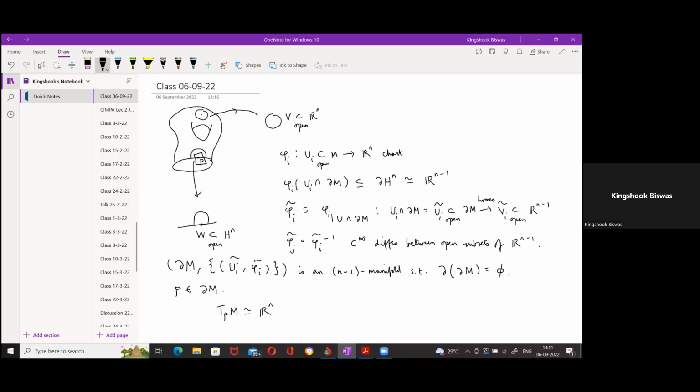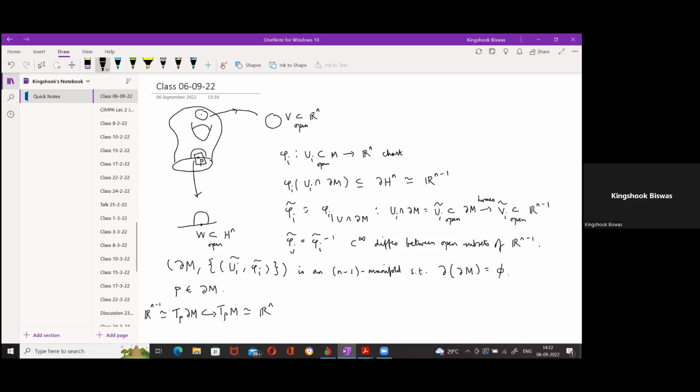isomorphic to Rn, and we want to identify the tangent space to boundary M with the subspace of TPM of dimension n minus 1. Okay, so boundary M is a manifold of dimension n minus 1. So TP del M is a vector space of dimension n minus 1, right?